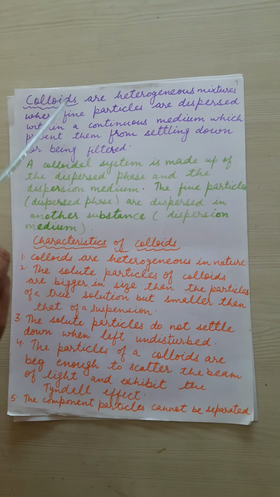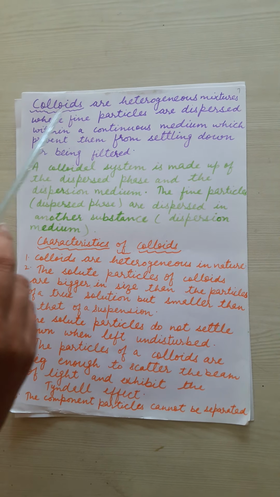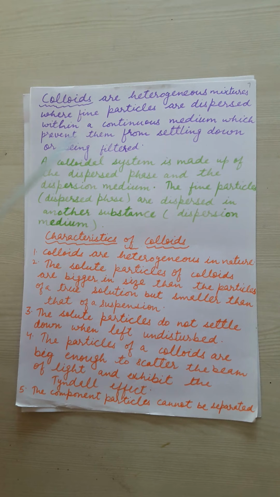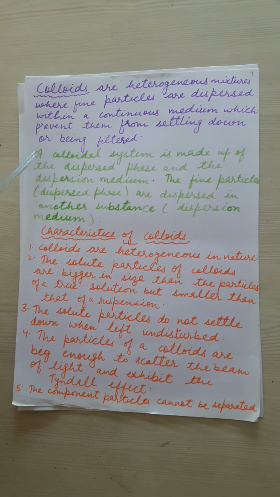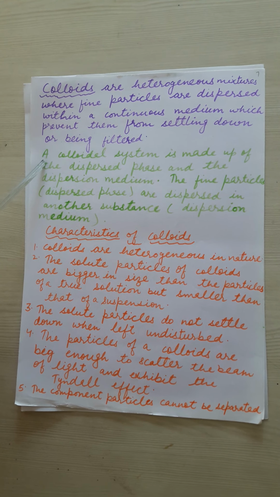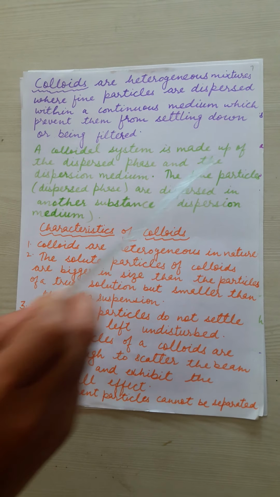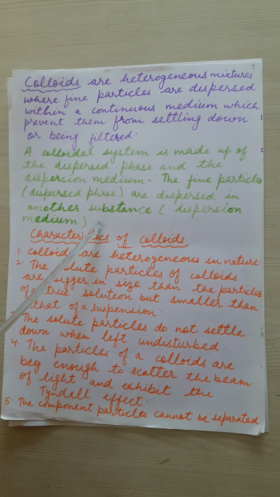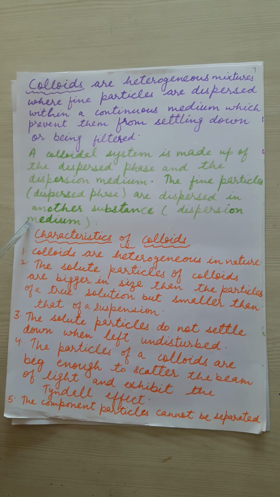Now, colloids. Colloids are heterogeneous mixtures where fine particles are dispersed within a continuous medium, which prevents them from settling or being filtered. A colloidal system is made up of a dispersed phase and a dispersion medium. The fine particles are dispersed in another substance, that is the dispersion medium.